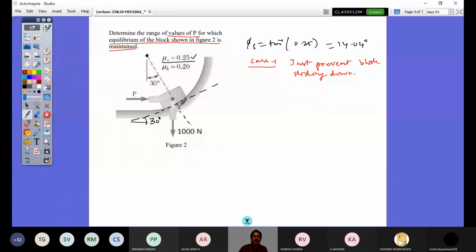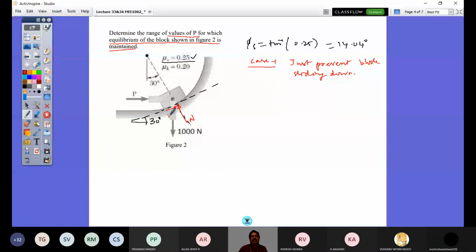At this contact point, I will have my normal, and say this is N. And already this weight is acting down given here, P is given here. And the tendency of this block is, just to prevent it, it is sliding down. The tendency is to come down. So friction force would be in this direction, and that would be 0.25 N.